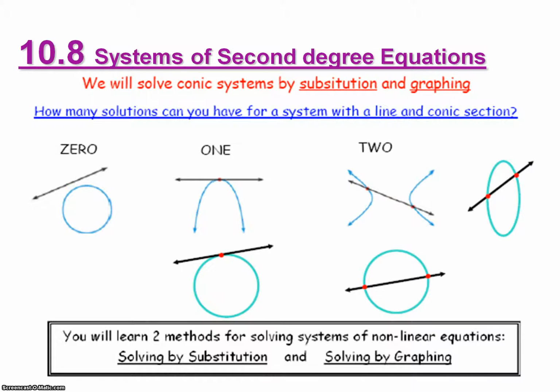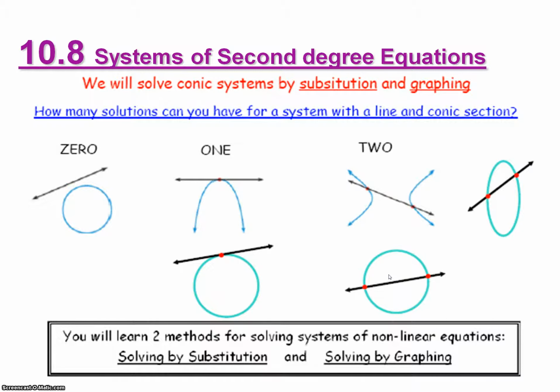Even just looking at something as basic as a line and a conic, how many solutions can you have for a system with a line and a conic section? Of course, if the line doesn't intersect, then there are 0 solutions. No intersections, no solutions. Then, of course, we can have 1 if it's tangent. If a line passes all the way through hyperbolas, ellipses, and circles, we can have 2. But if we have two conics which overlap or intersect, we can have up to 4 solutions.